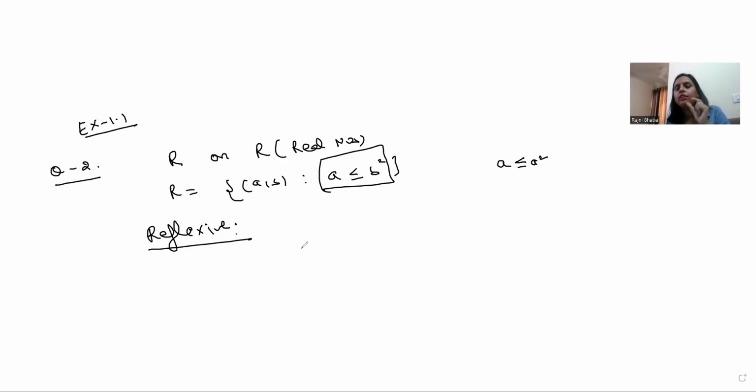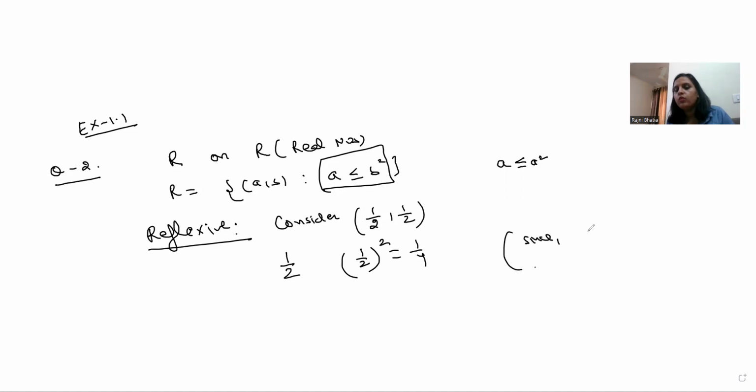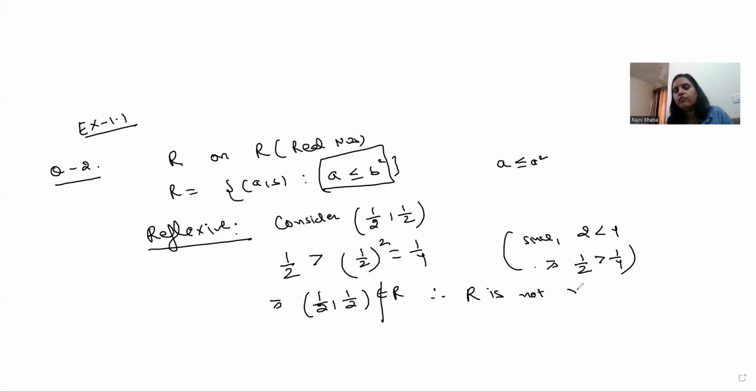So what can be a real number which is less than its square? For that, we have to consider fractions. So we will write, consider (1/2, 1/2). Now we need to compare half with the square of half. Square of half is 1 by 4. Now we know that 2 is less than 4. And if we take the reciprocal, then 1 by 2 is greater than 1 by 4. This implies half is greater than half's square. So we can say that (1/2, 1/2) does not belong to R, and therefore the relation R is not reflexive.